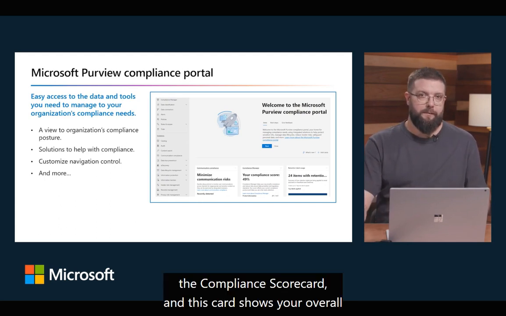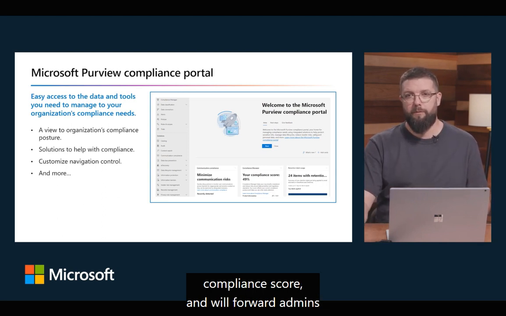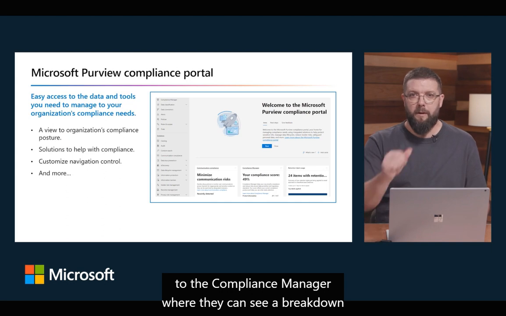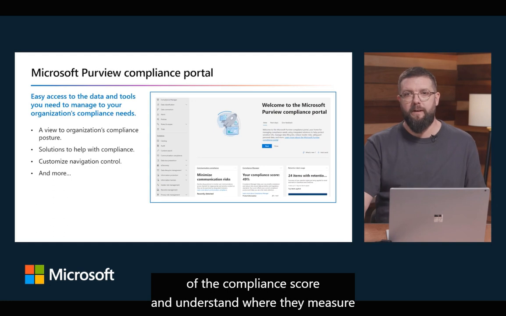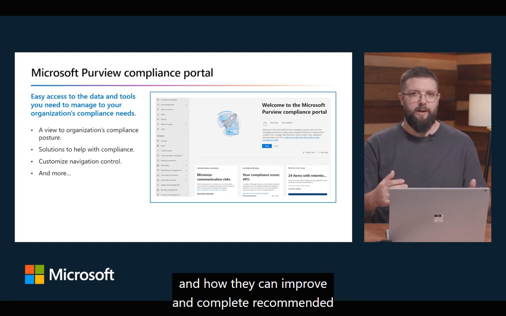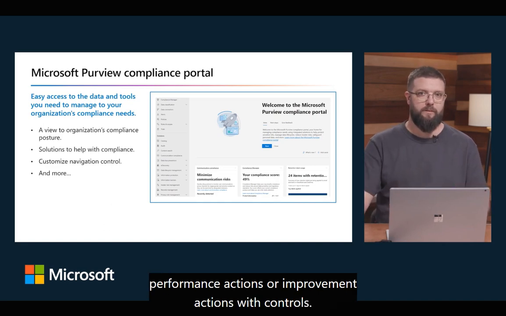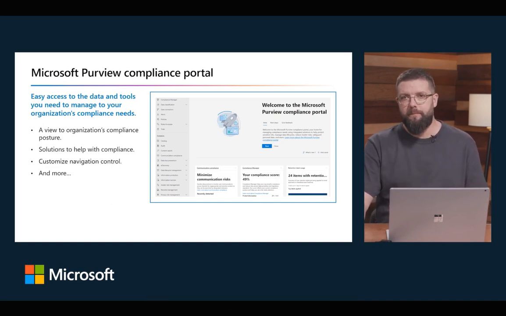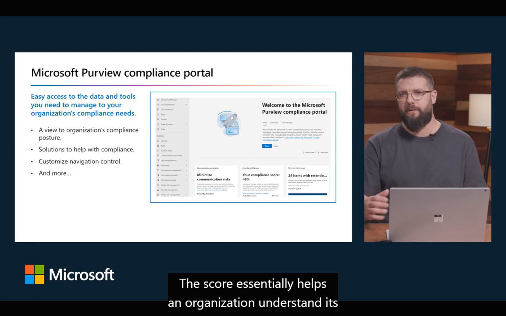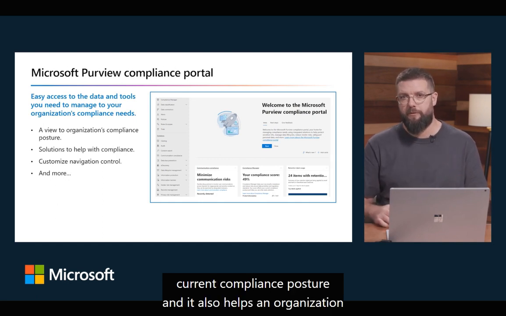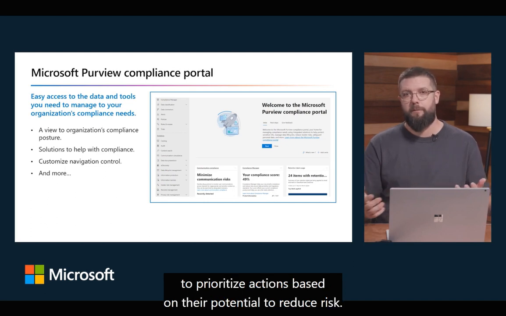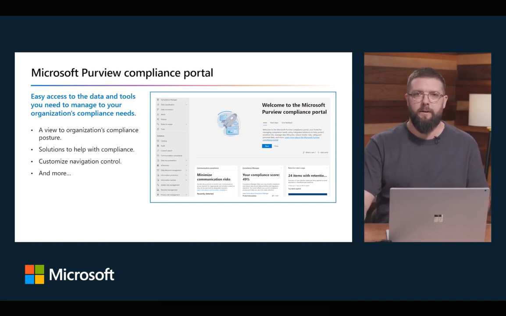There's also the Compliance Scorecard, and this card shows your overall compliance score and will forward admins to the Compliance Manager where they can see a breakdown of the compliance score and understand what they measure and how they can improve and complete recommended improvement actions with controls. So the score essentially helps an organization understand its current compliance posture, and it also helps an organization to prioritize actions based on their potential to reduce risk.